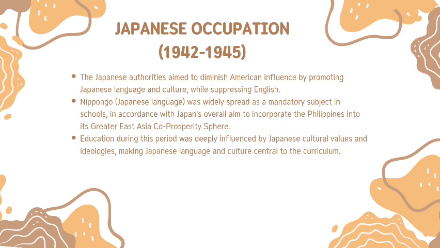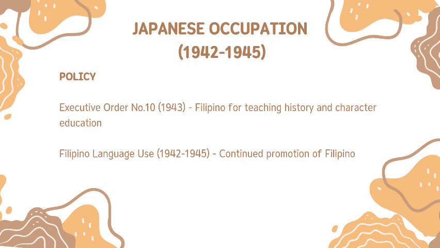Moving on to the Japanese occupation, the Japanese occupation aimed to diminish American influence by promoting Japanese language and culture while suppressing English. Japanese language also became a mandatory subject in schools, reflecting Japan's effort to incorporate the Philippines into its Greater East Asia Co-Prosperity Sphere. The key policies during this period are Executive Order number 10. It is about Filipino that was used for teaching history and character education.